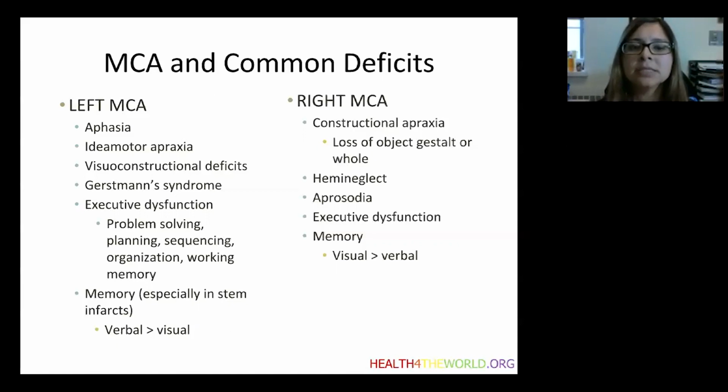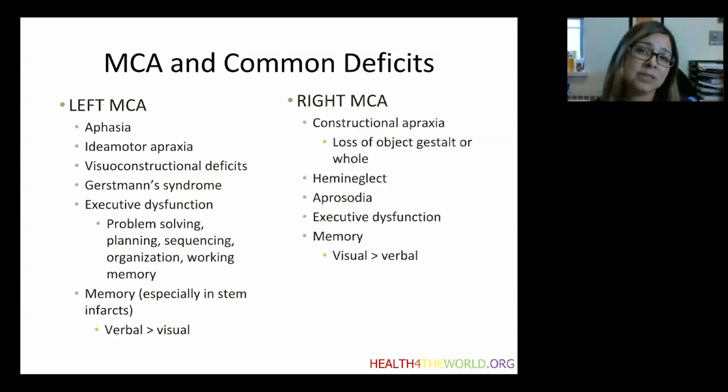We might also see executive dysfunction in the left MCA, things like difficulty with problem solving, planning, organization, sequencing of information, and working memory. And then when we have larger MCA strokes, we may also see memory difficulties. On the left side, verbal memory difficulties tend to be greater than the visual memory difficulties.